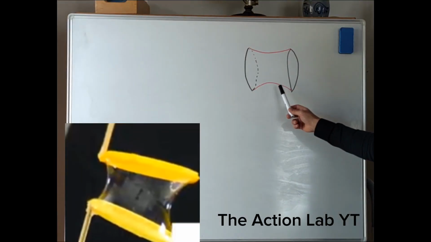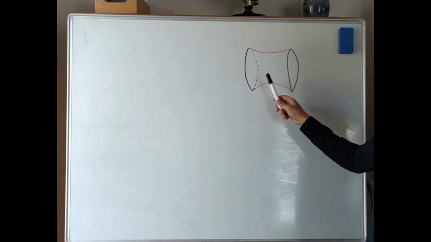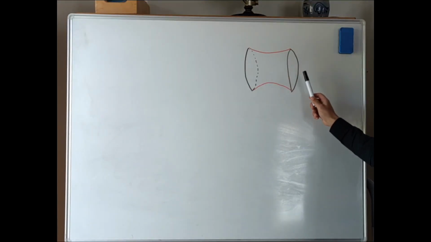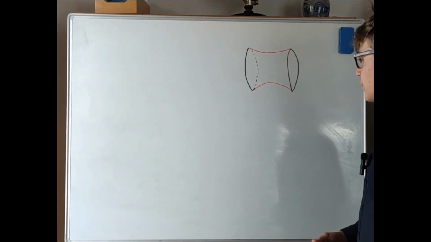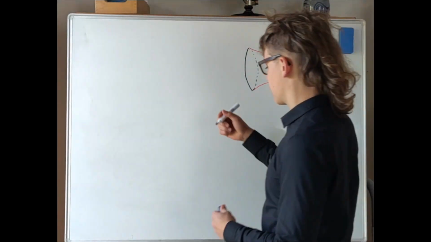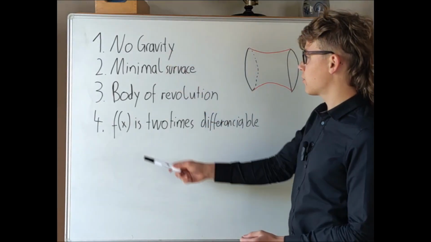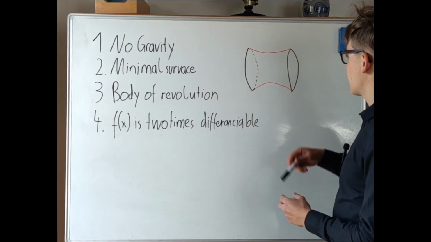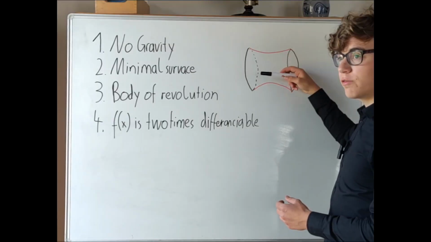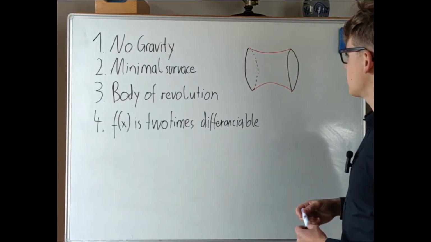So today we will find out what kind of shape this is. This is a catenoid, and it has the property that it's a minimal surface. Okay, so first of all, let's assume a few things. These are the four things we need to assume. First of all, we have no gravity. As you saw in the soap thing, it changes if there is gravity, so we will just not assume it.